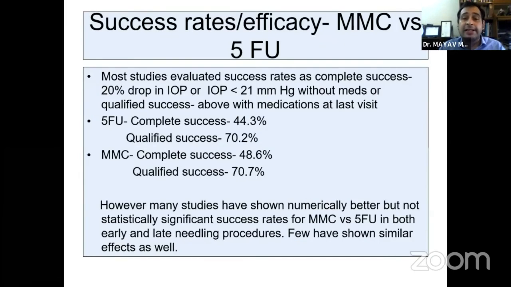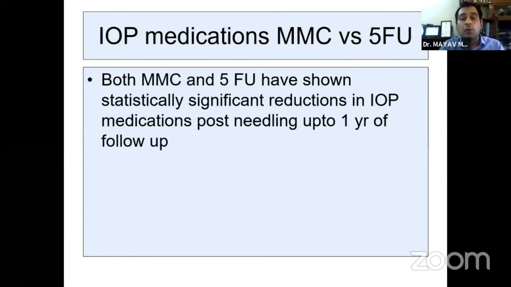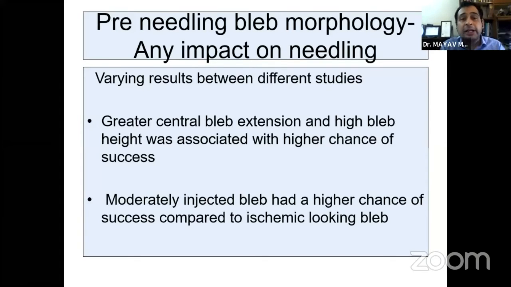Most studies evaluated success rates as complete success, that's a 20% drop in IOP, or IOP less than 21 millimeter of mercury without medications, or qualified success, which is the above with medications at the last visit, which could be 1, 2, or 3 years. Again, the success rates for both are almost similar, with Mitomycin-C showing slightly better complete success rate compared to fluorouracil. However, there are studies which have shown equivalent success rates for both as well. IOP medications post-needling, however, have shown a statistically significant reduction up to 1 year of follow-up in both Mitomycin-C and 5-FU.